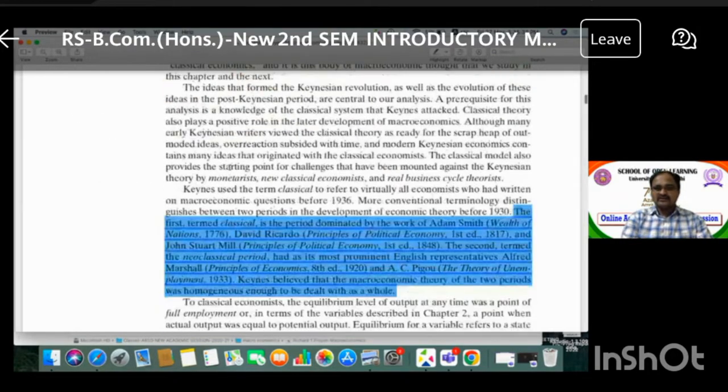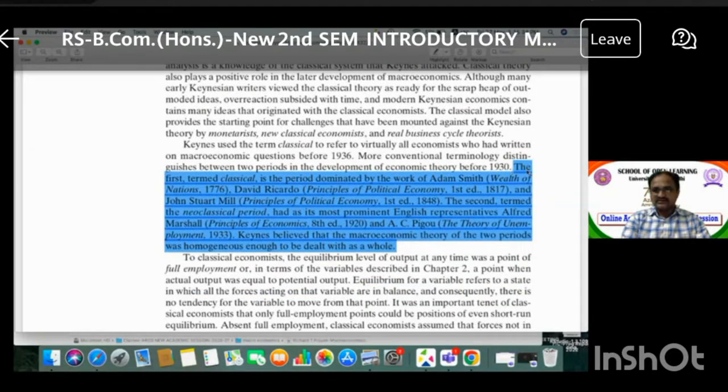Here you can start with the term classical, right? This is the book of Richard T. Froyen, referred to by Delhi University. The first term, classical, is the period dominated by the work of Adam Smith, The Wealth of Nations, 1776, David Ricardo, Principles of Political Economy, 1817, and John Stuart Mill, J.S. Mill, Principles of Political Economy. The second term is the neoclassical period, Alfred Marshall. There are three terms: one is classical, another is neoclassical period, another is modern period.